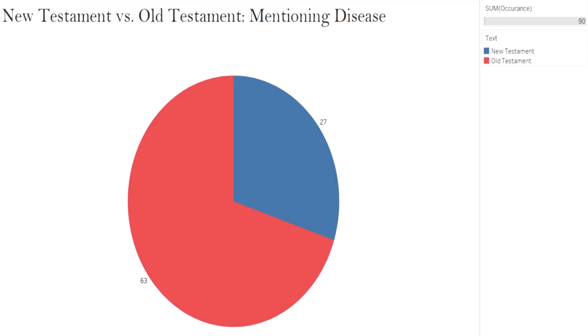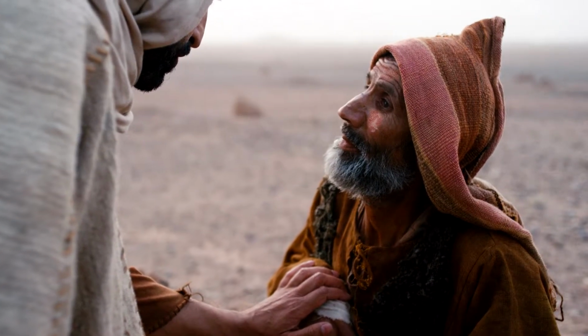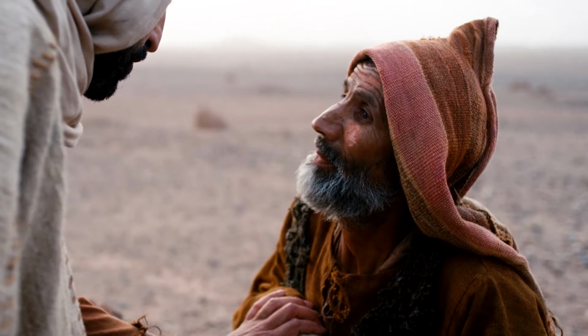By looking at the visualizations of our data, we were able to see right away that there are more mentions of disease in the Old Testament compared to the New Testament, the red symbolizing the Old Testament and the blue symbolizing the New Testament. 63 of our data points came from the Old Testament, while only 27 came from the New. However, there's a lot of variation in the kinds of diseases that appear in the Bible. For example, we see way more mentions of leprosy in the Old Testament, and the only mentions of epilepsy come in the New Testament.